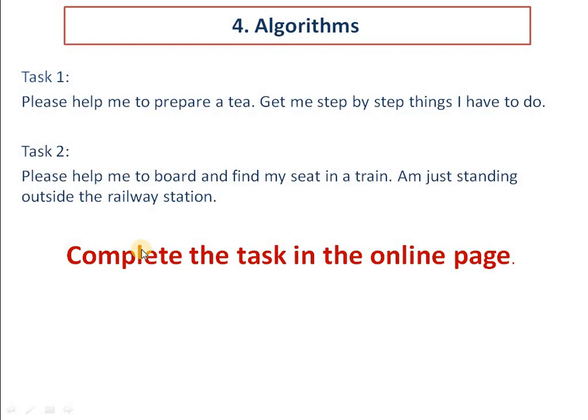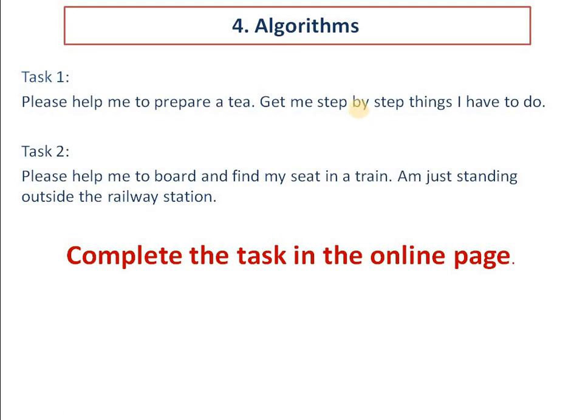Next is algorithms. So in the beginning itself, we had listed how to prepare tea, right? You said step by step things, like getting the vessel, then putting the quantity of milk, water, then adding sugar, adding tea powder, pouring it to a cup. Like this, you are given the step by step things, right?